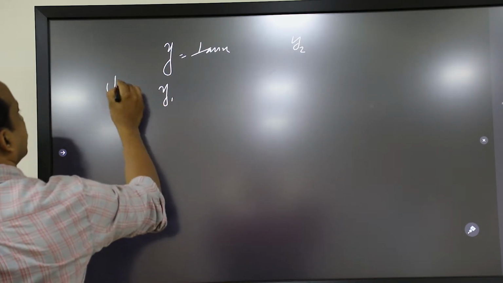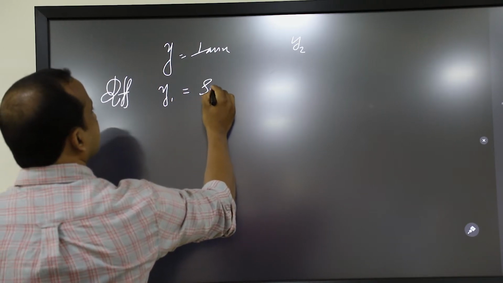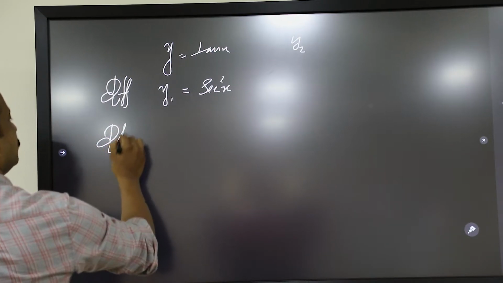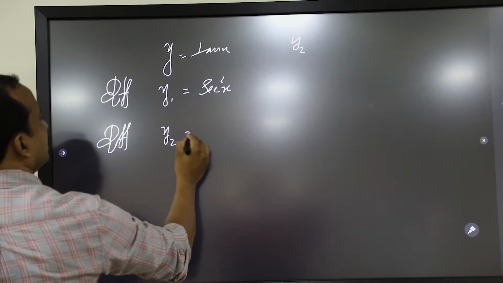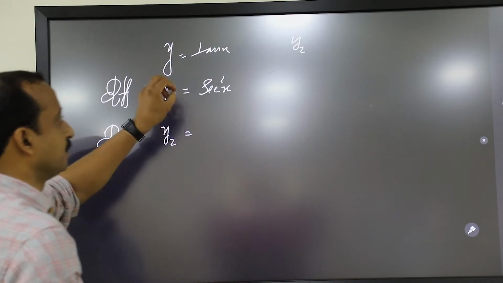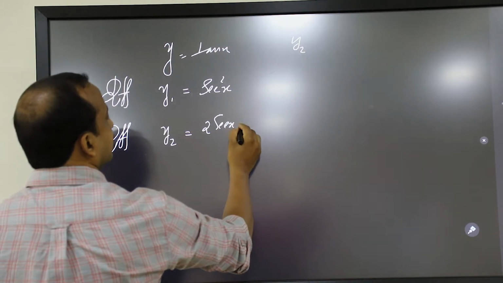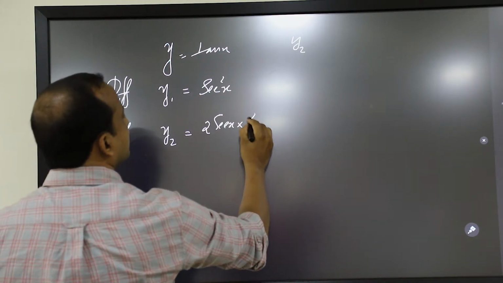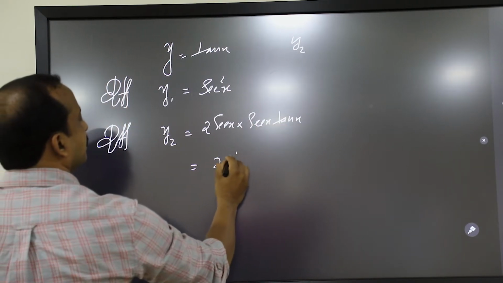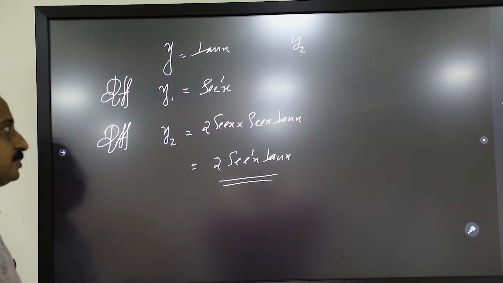First we find y1, differentiating with respect to x. Y1, that means the derivative of tan x is secant square x. Again differentiating with respect to x, that is y2 is equal to, see, secant square x means sec x whole square. You know the derivative of x square is 2x, so the derivative becomes 2 sec x, using function of a function. The derivative of sec x becomes sec x into tan x. That is equal to, we get the answer 2 secant square x into tan x. That's all. It's a very simple question.